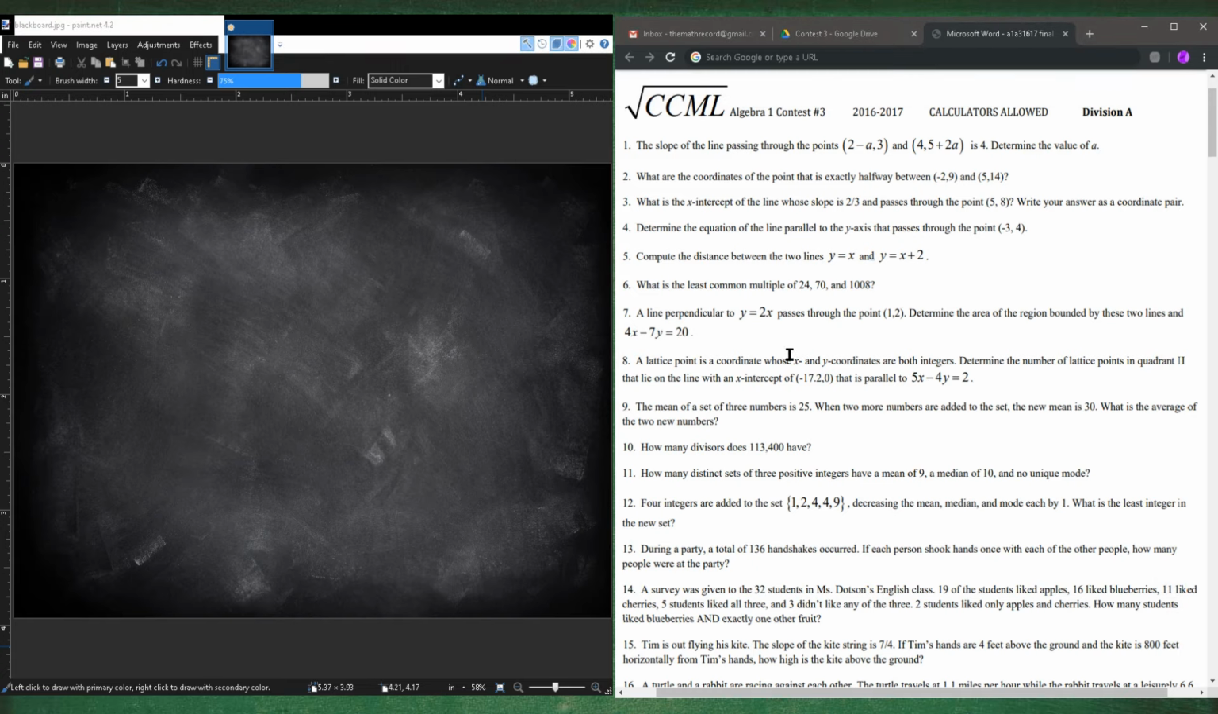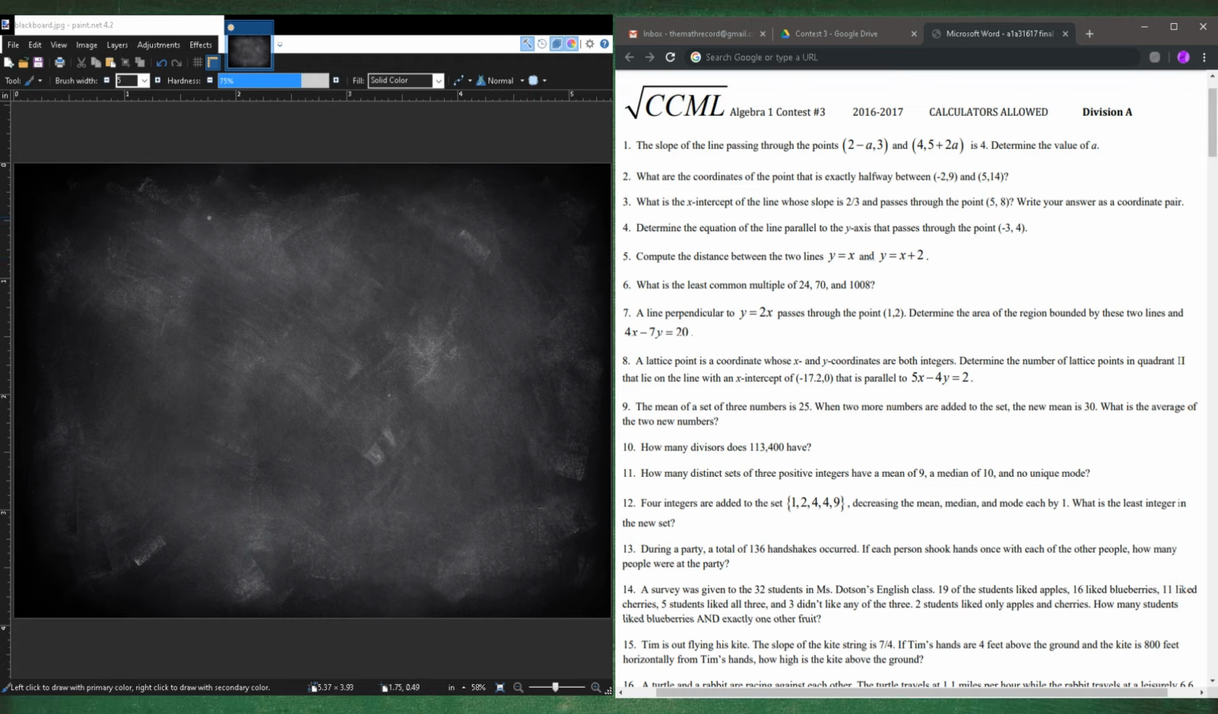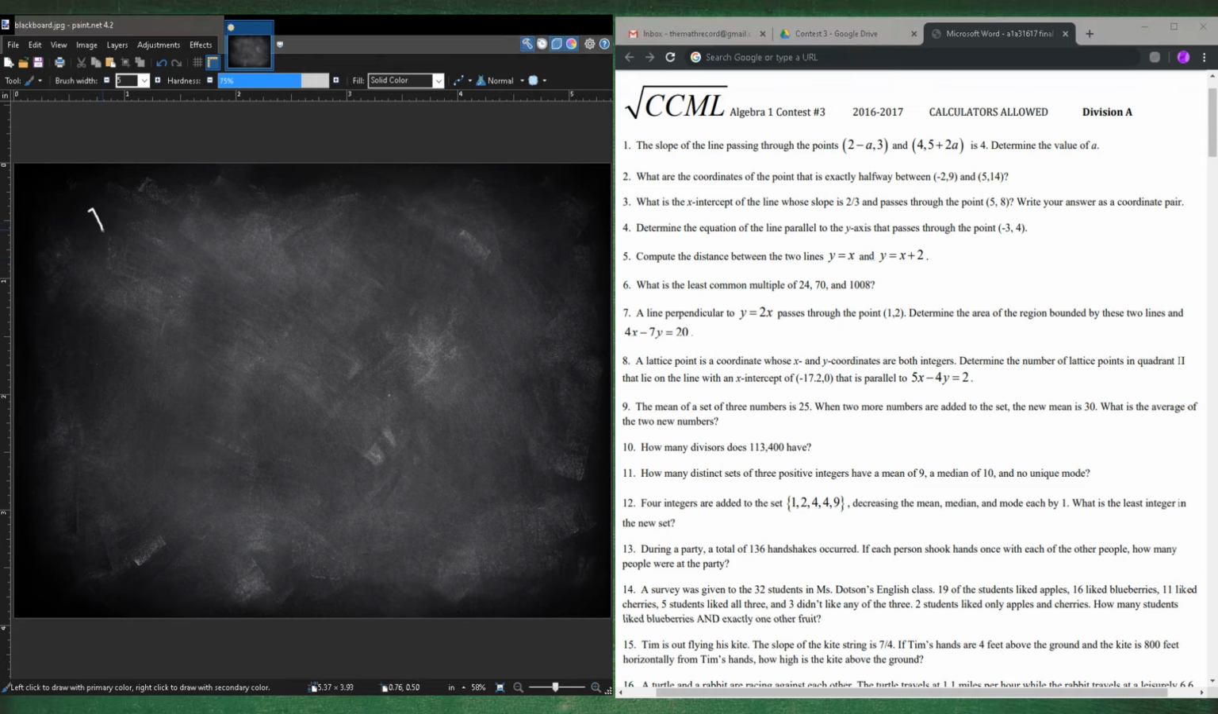A line perpendicular to y equals 2x passes through the point (1, 2). Determine the area of the region bounded by these two lines and 4x minus 7y equals 20. So let's write our lines first. You already have one of the lines, y equals 2x. The perpendicular line would be y equals negative 1/2 x because of opposite and reciprocal.